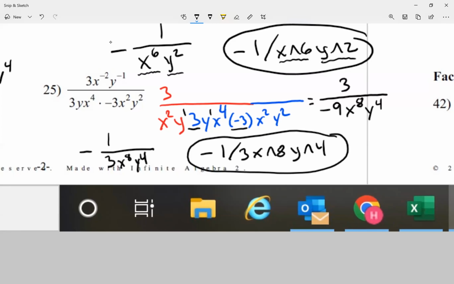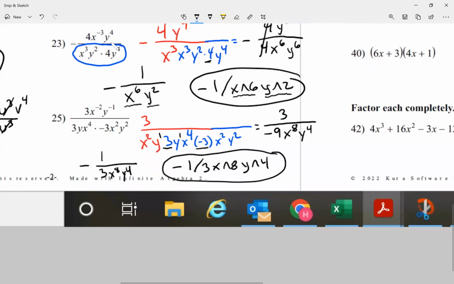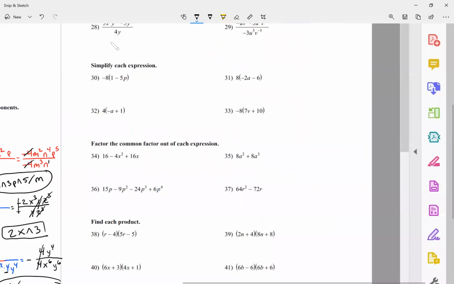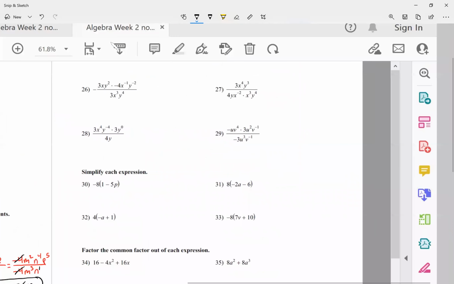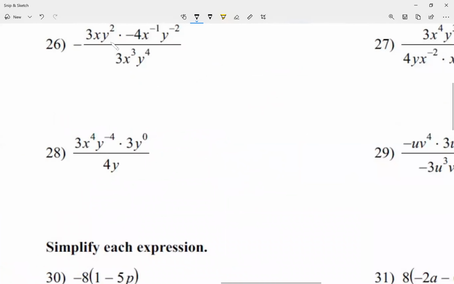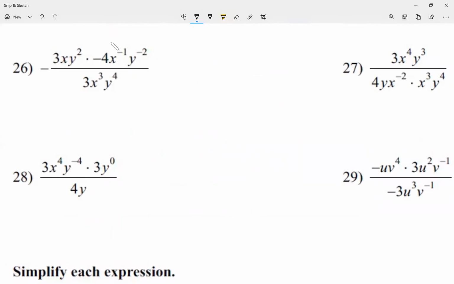I'm going to zoom out a little so you guys will be able to see. You guys will be able to take a screenshot, hopefully. All right, so a couple more of these. These exponents are a little challenging. Let me take a look at a few more. Let me start by simplifying.